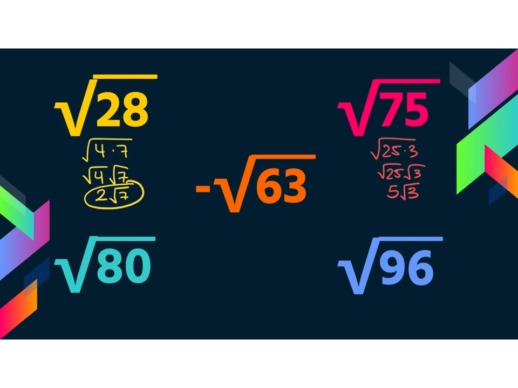I cannot simplify the square root of 3 any further, so that's my final answer. Let's look at the negative square root of 63. Notice the negative is outside, so we just keep that negative on the outside.